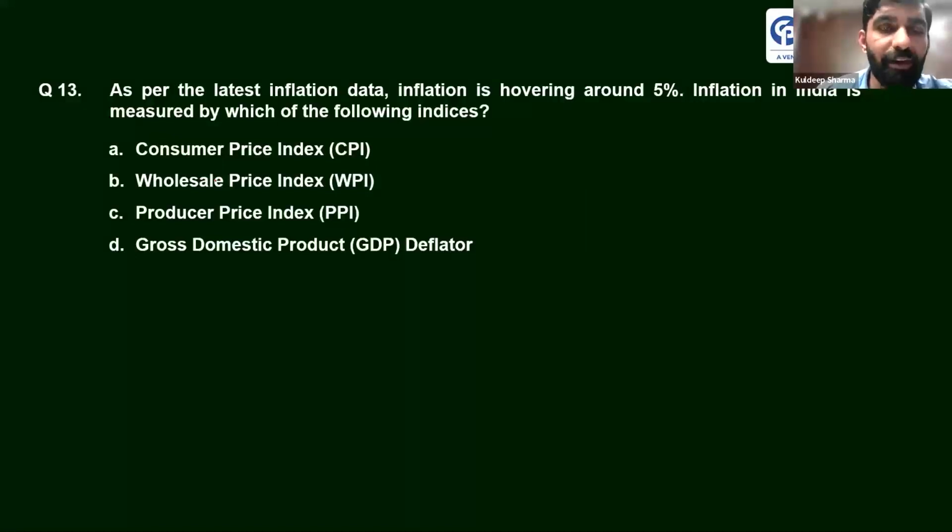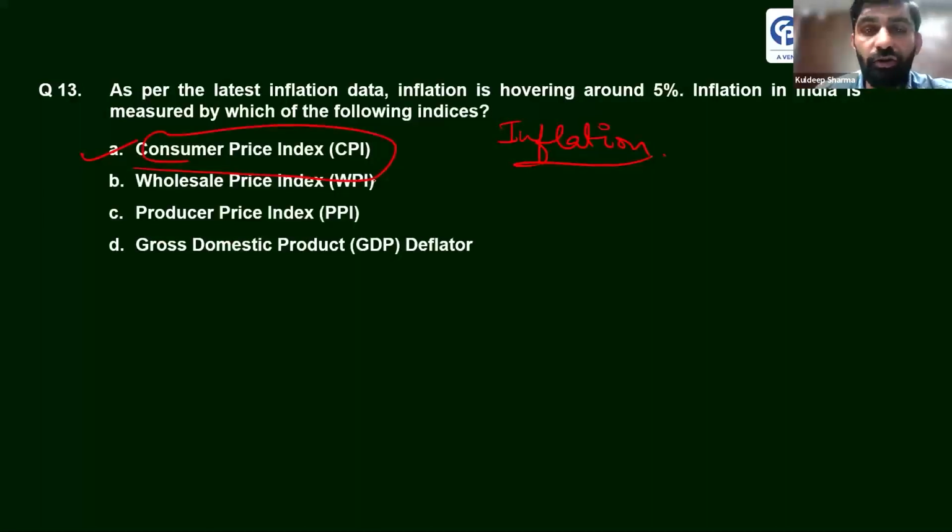Next question, as per the latest inflation data, inflation is hovering around 5%. So inflation in India is measured by which of the following indices? Four indices have been given, and inflation, in Hindi we call it Mehngai Dar. So you have to tell me inflation in India is measured by which of the following indices? Four indices: CPI, WPI, PPI, or GDP deflator. And the answer here is A, CPI. So it is the consumer price index through which we get to understand what is the level of inflation in Indian economy.